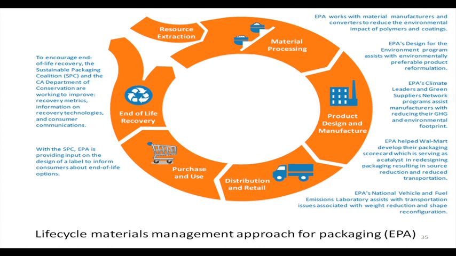And with the Sustainable Packaging Coalition, an organization, the EPA is providing input to design labels that tell consumers about end of life options: whether the packaging material can be recycled, whether it can be composted, or whether it can be put in a waste to energy plant. That kind of information is being provided to the consumer as well, so that they can manage it in a better way. So there are many organizations around the world.